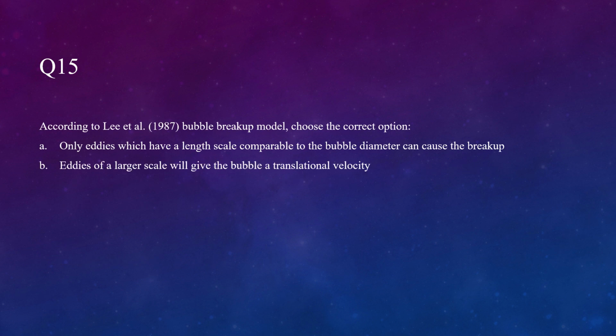Only eddies which have a length scale comparable to bubble diameter can cause bubble breakup. This is according to the Coulaloglou and Tavlarides 1977 model also. And according to the Lee et al 1987 model, in addition to this, eddies of a larger scale will give the bubble a translational velocity. So both options A and B are correct.